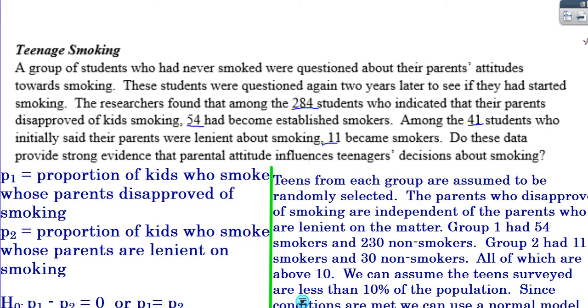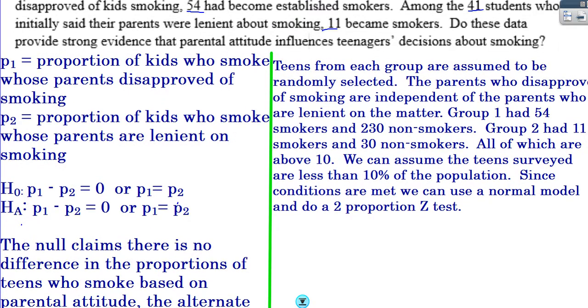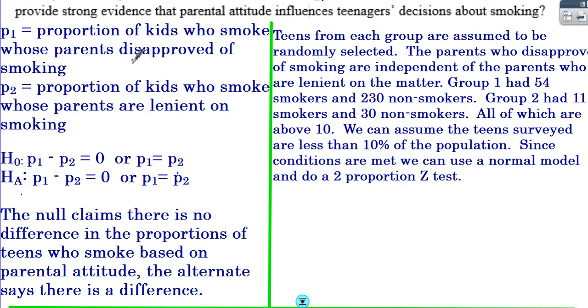So, as we go through the boxes here, I'm going to talk about what is being added, what's changing. So notice in the HOHA, it's not just the HOHA and me explaining the null now. I also have to define what P1 and P2 are. So P1 would represent the proportion of kids who smoke whose parents disapproved of smoking. P2 would represent the proportion of kids who smoke whose parents were lenient on smoking.